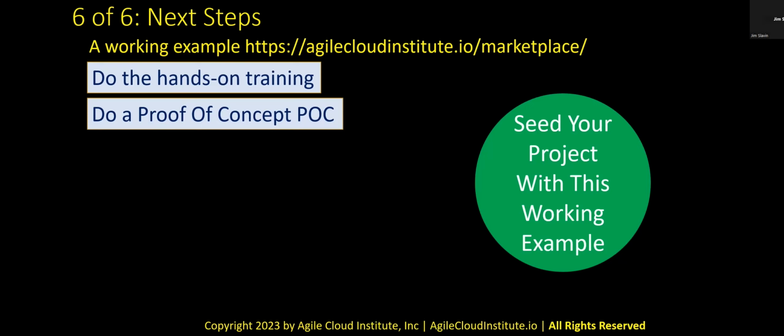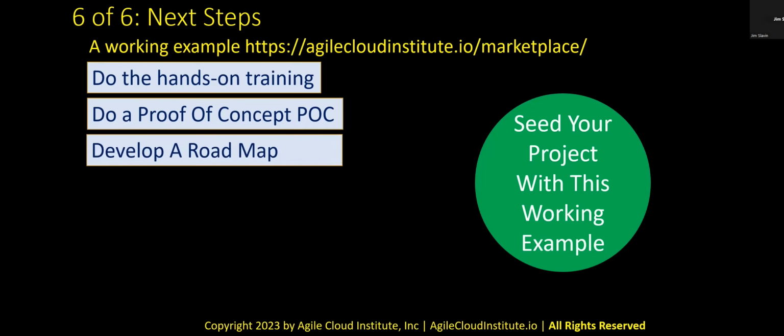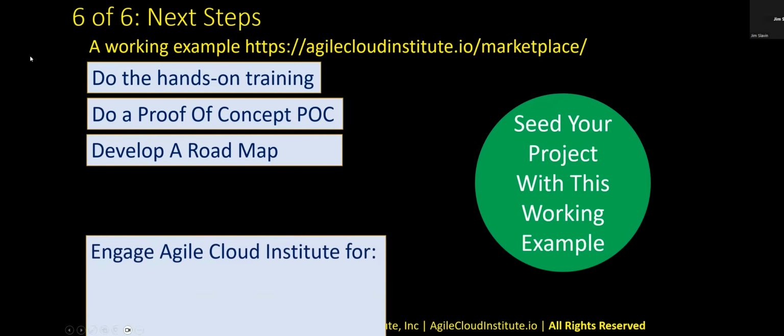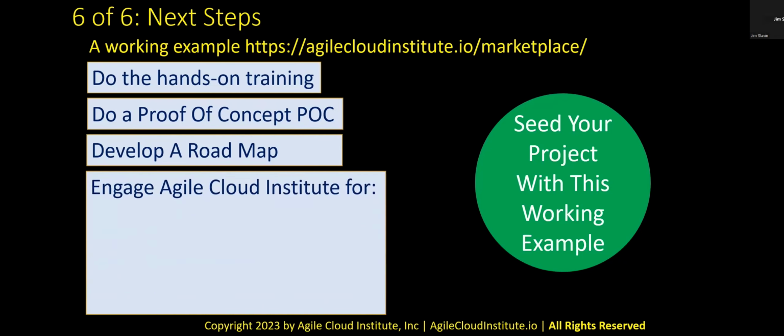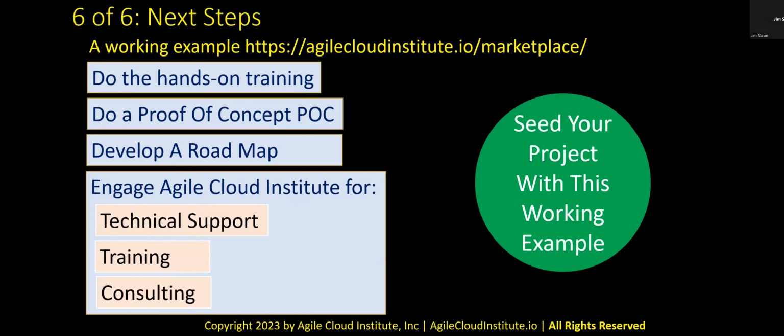You can do a proof of concept, POC, by building upon the free working example to meet the unique needs of your organization. You can develop a roadmap for evolving your POC into a more full-featured data lakehouse that meets the needs of your enterprise. And you can hire Agile Cloud Institute to perform technical support, training, and consulting. You can contact us through the agilecloudinstitute.io website. You can also send a message to the architect on LinkedIn to discuss these topics directly with the architect.